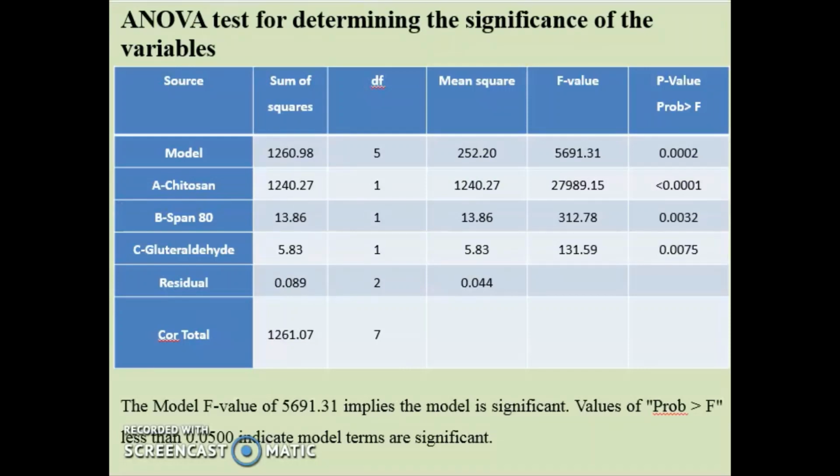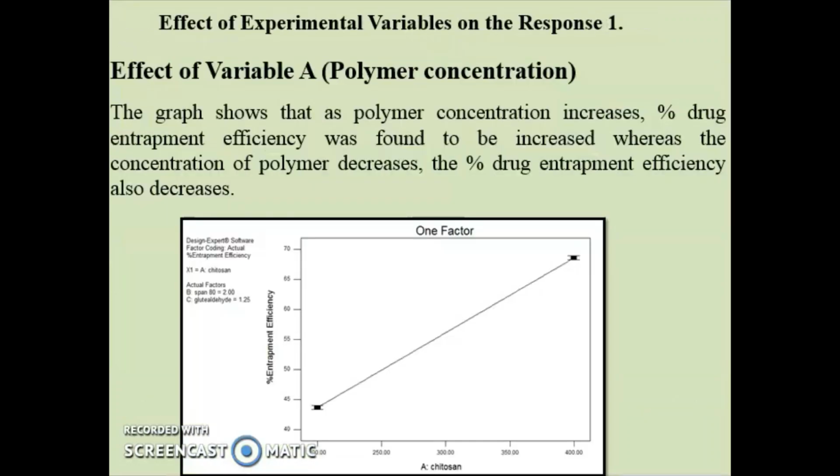Now in this slide, the probability value is shown in this ANOVA test. If it is less than 0.05, it indicates that the model terms are significant. Here we also get the R square value, which should be close to 0.99. So this model is significant if the value is less than 0.05. That is the significance of this ANOVA test.